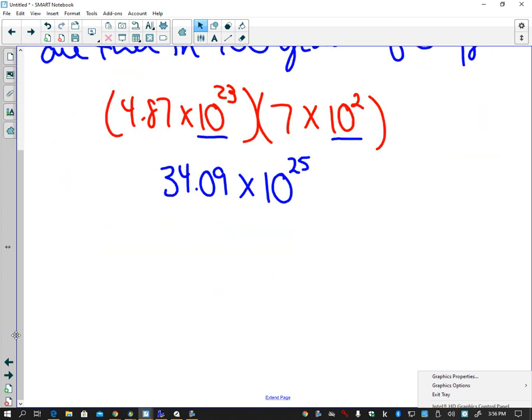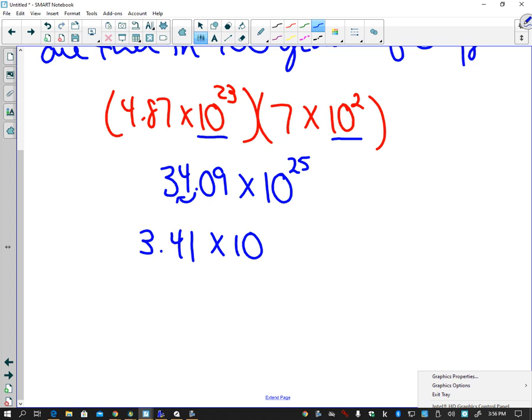So what we do with that is we need to move this decimal place 1 place to the left. We need to get 3.41 times 10 to a power, rounding it up, in place of 34.09. As we move to the left, normally we think that we subtract, but in this case we actually add. So it's 25 plus 1.